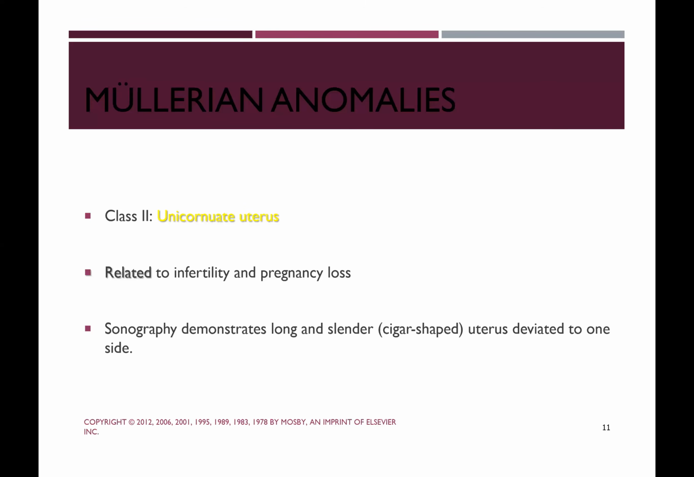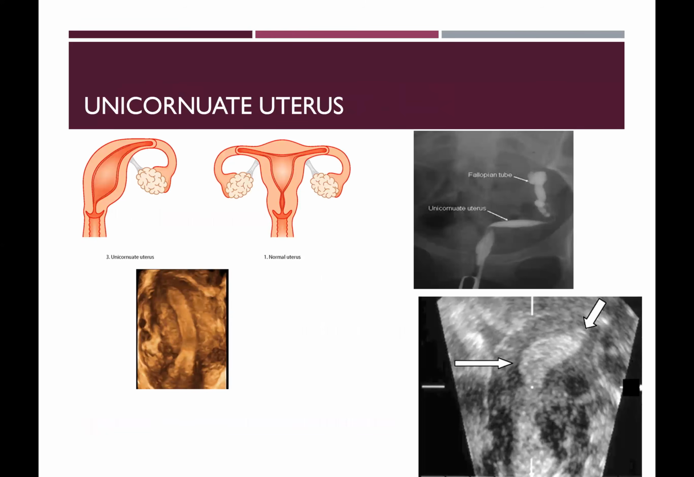Okay, anyway, class 2, unicornuate uterus. It's related to pregnancy loss and infertility just because there's only part of the uterus. In sonography, you're going to demonstrate a long, slender, cigar-shaped uterus deviated to one side. So this is what it looks like. This is a unicornuate uterus. This is a normal uterus. And you can see on a 3D coronal scan that there's just part of the uterus kind of flipping to one side.